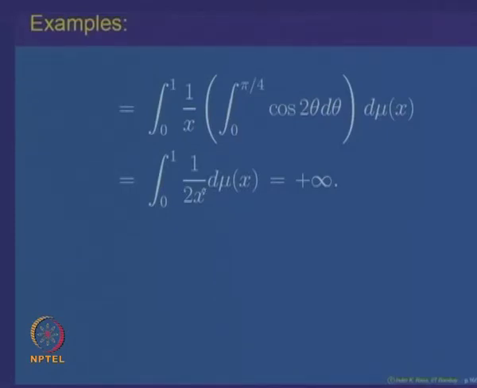So, as a consequence, again Fubini's theorem is not contradicted, because the two iterated integrals are not equal precisely because the function is not integrable.